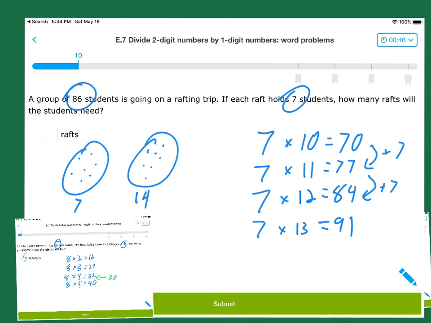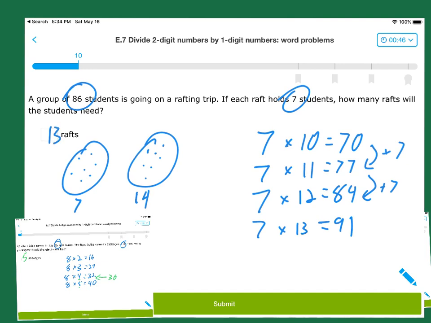And so in this case, again, we're going to round it up because we need to get everybody across, right? If the question was how many full rafts will they have, the answer would be 12. But they want to know how many rafts they need total, and so the answer is going to be 13 rafts.